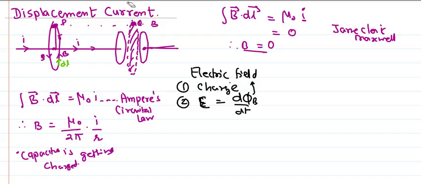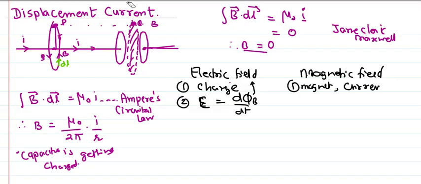Let us do the same thing for magnetic field. So how is a magnetic field produced? One could be by magnets, or you could say by current. So this is one way of producing a magnetic field which gets covered over here. There is a current in this equation which produces a magnetic field. Whereas here there is no current but still a magnetic field is produced.